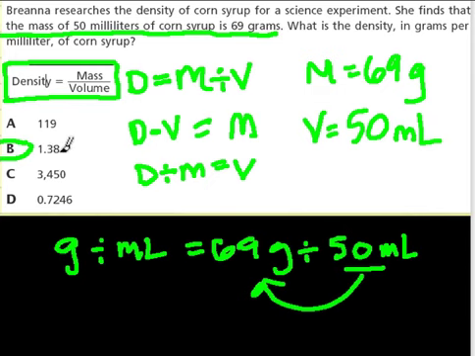And if you had to figure this out, you could use long division, but we don't need to in this case. 3,450 does not make sense. 0.7246 also does not work because 50 goes into 69 at least once, and 119 again does not make sense. So our answer is B, 1.38.